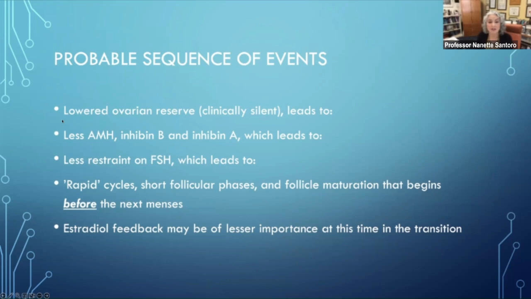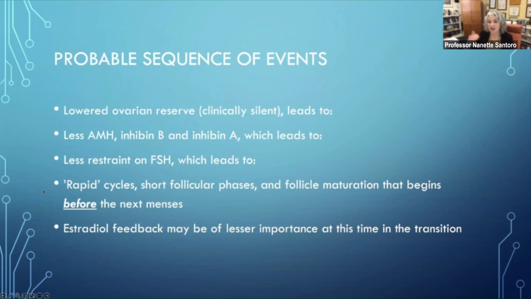So what's the sequence of events? Ovarian reserve gets low. This is completely clinically silent. Women continue to cycle, but we know that they have less AMH over time. The follicle cohort is smaller. They have less inhibin B, and the follicles that they have make less inhibin A. All of these things restrain FSH. So this lack of restraint on FSH when the ovary can still respond makes cycles happen faster. FSH is pushing that cycle. Those follicles grow. Follicular phases are shorter, and sometimes follicles begin to grow even before the next menstrual period.